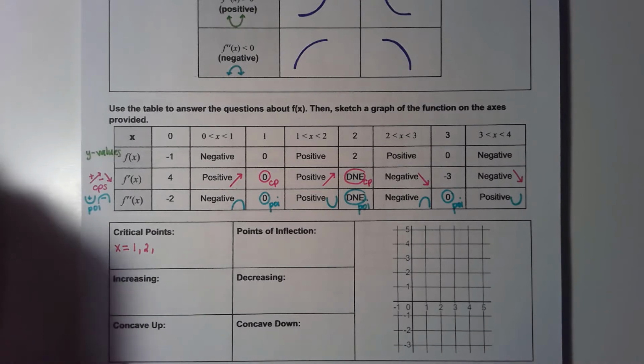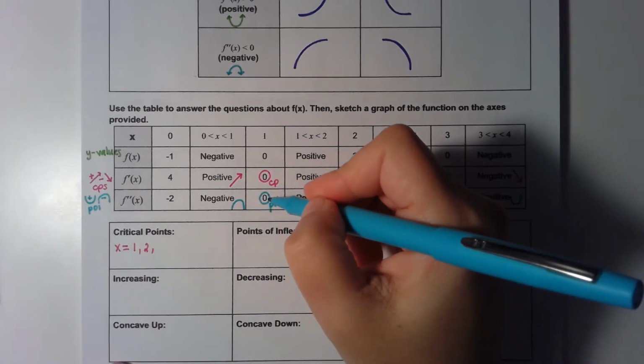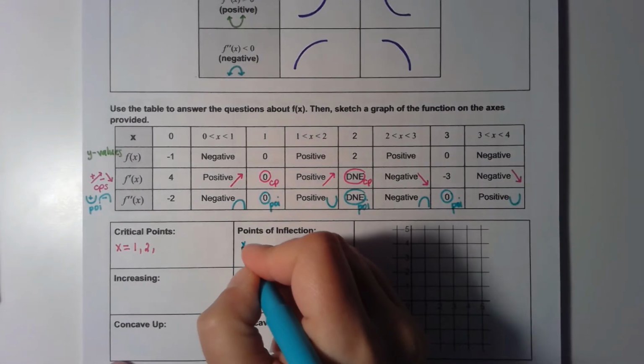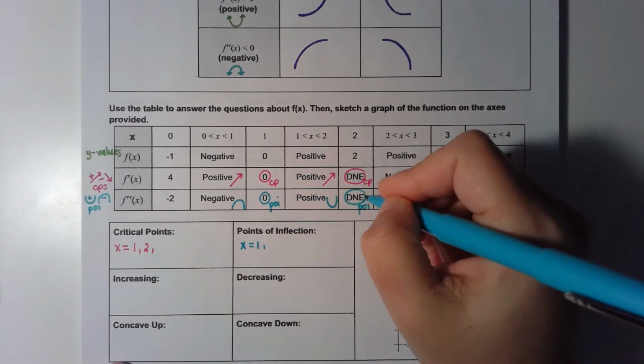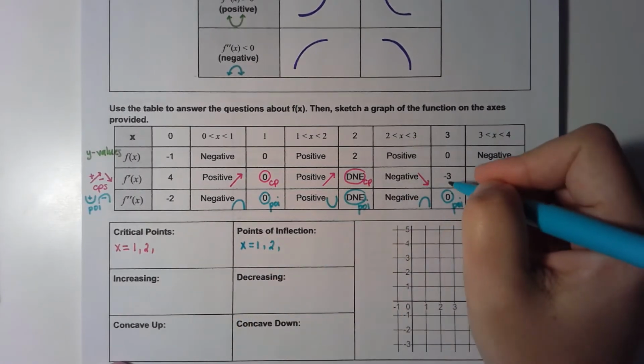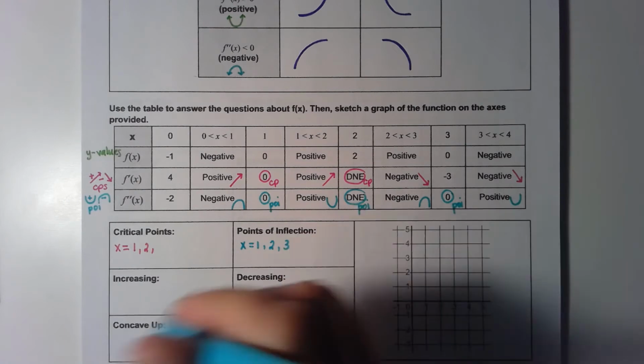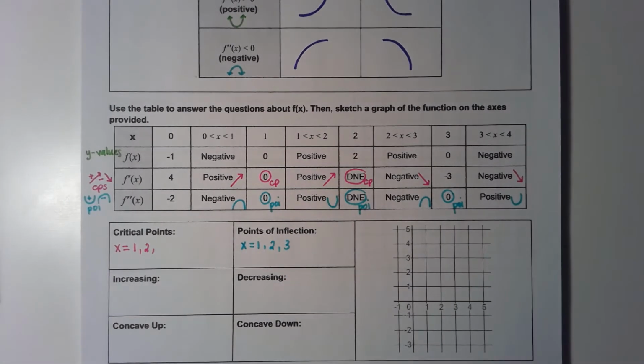We can also figure out points of inflection. So points of inflection were where x was 1, when x is 2, and again when x is 3. Now for increasing, we're going to look at the row that tells us about the first derivative, and we're going to try to figure out where it's positive.